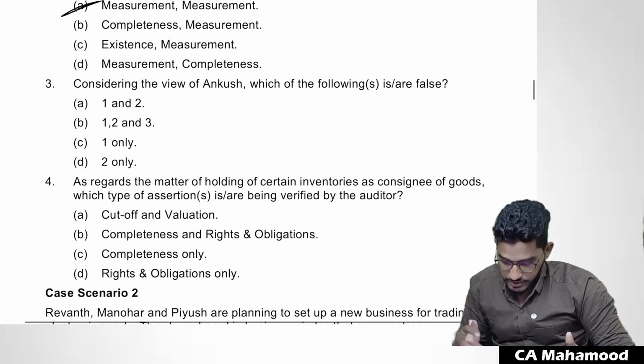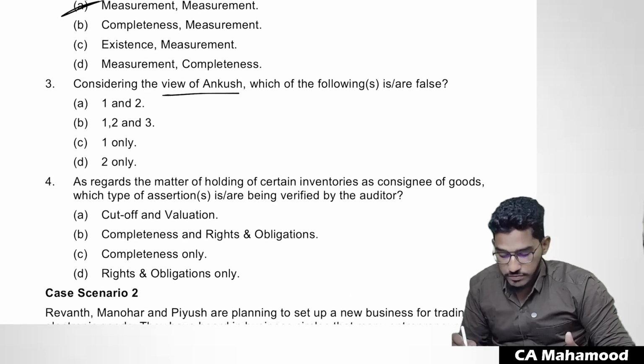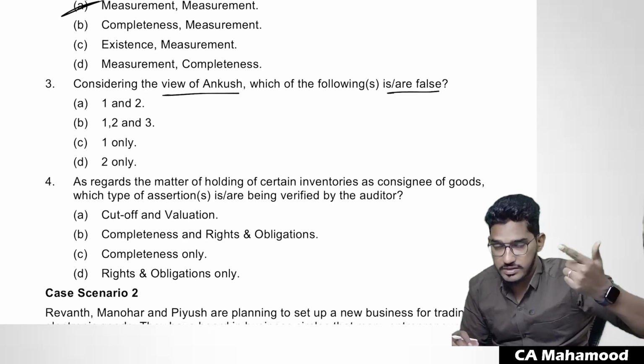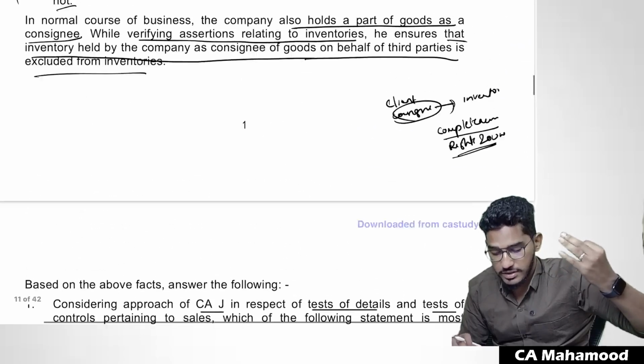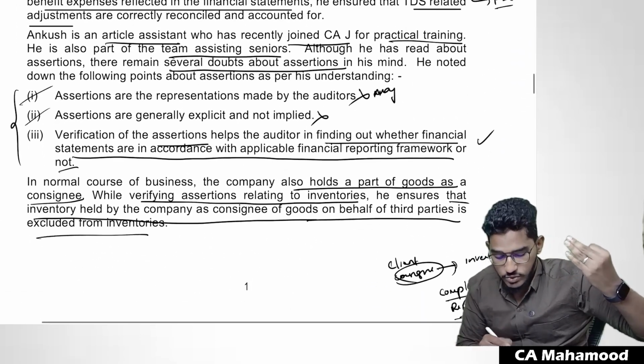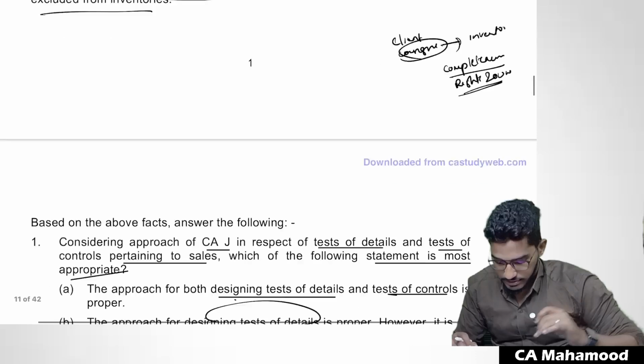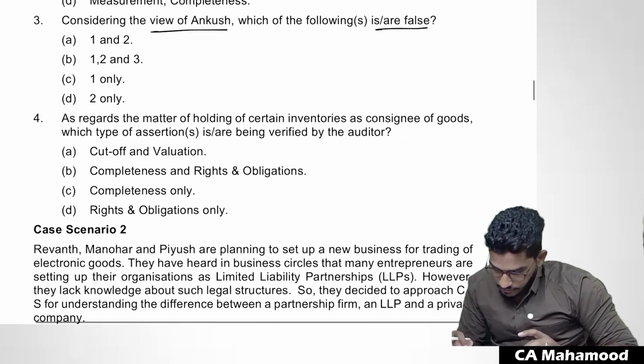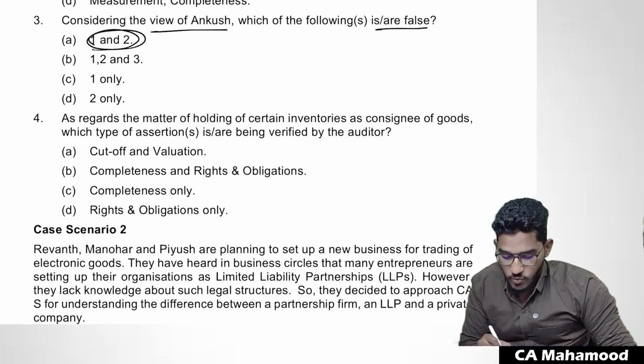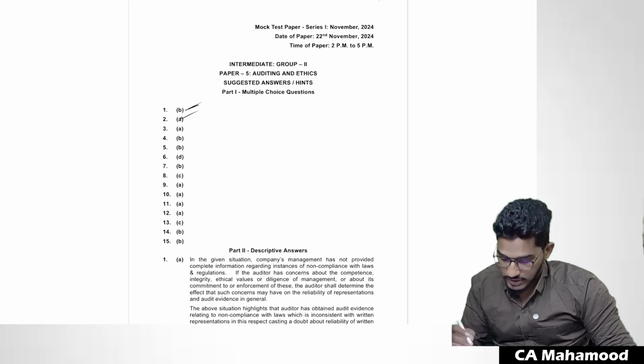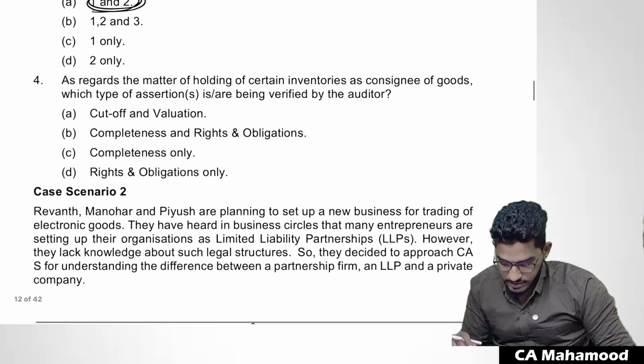Now coming to the third question. Considering the view of Ankush, which of the following is false? Ankush is an article assistant. He is having 3 comments regarding assertion. Which of that are correct? 1 and 2 are incorrect. Third one is only correct. So which of the following is false? Which statements are false? 1 and 2 are false. So that also we have explained at the respective place itself.